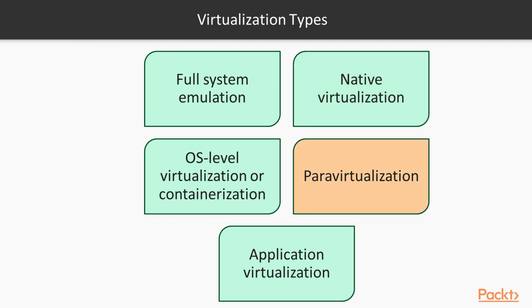Para virtualization, where the guest operating system uses specific APIs offered by the virtualization layer. OS-level virtualization or containerization, where the guest uses the host operating system or kernel, but does not see the processes or other resources running on the host. And the last one, application virtualization, where the application runs under a specialized software runtime.